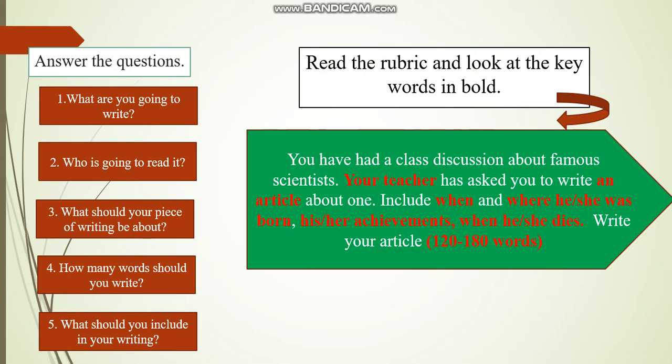Now, as a conclusion, please read the rubric and look at the key words in bold. So you have this situation: you have had a class discussion about famous scientists, and your teacher has asked you to write an article about one. Include when and where he or she was born, his or her achievements, and when he or she died. Write your article in about 120 to 180 words.